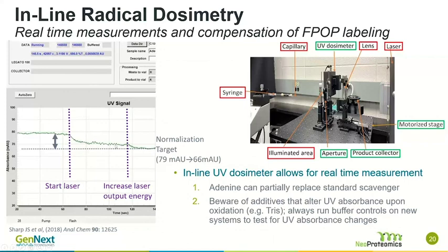But the problem is that we were wanting to compare this sample with one that we had made previously, where the difference in absorbance went from 79 to 66 MAU. So what we do is we turn up our laser fluence, and we keep turning up our laser fluence until we hit our adenine normalization target of 79 to 66 MAU. And once we've done that, now we know that we have a sample that we can compare with our previous experiment. We've successfully compensated for differences in the formulation.